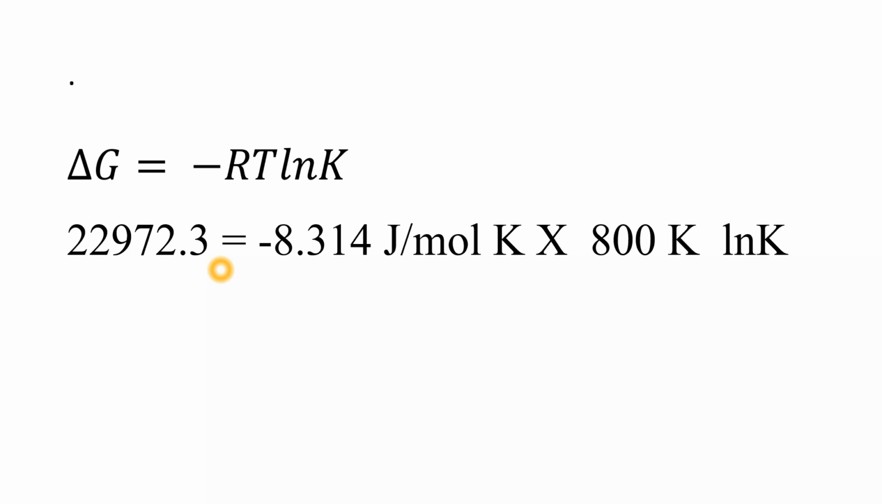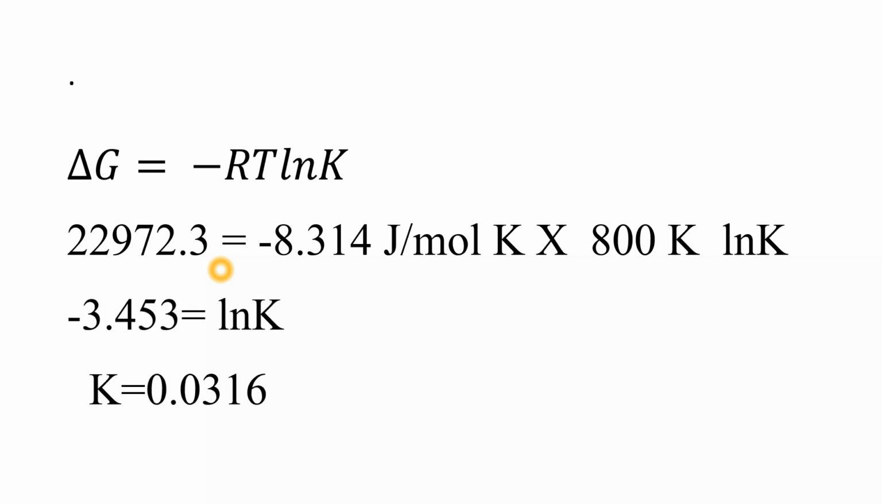So if we calculate this, the answer will be minus 3.453 is equal to ln K. You can take the exponential of minus 3.453, the answer will be K is equal to 0.0316. Now here it is an equilibrium constant, right? We have got the equilibrium constant. Now what is this equilibrium constant? It can be Ky, Kp or other, but remember this, when we calculate delta G from minus RT ln K, most probably it will be a Kp, on the basis of pressure, right? Remember this.